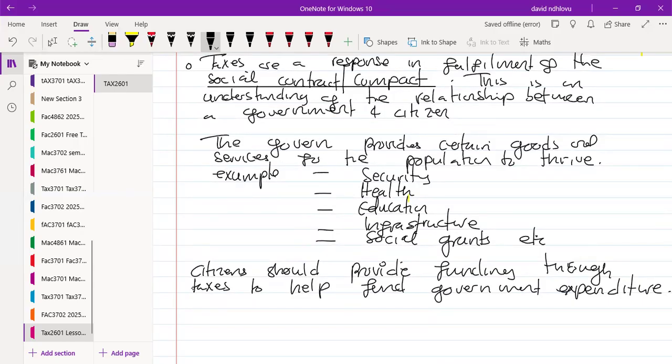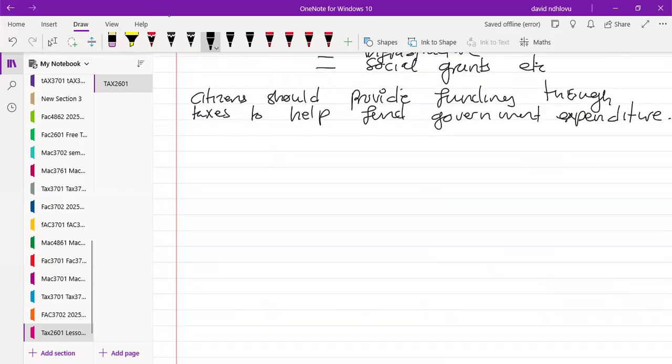So there are many different types of taxes that are levied in South Africa, and these taxes are levied on different things. Let's look at taxes levied in South Africa.